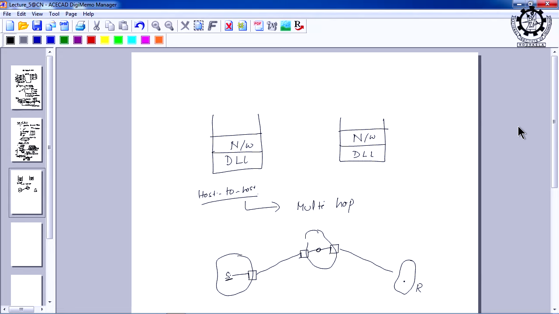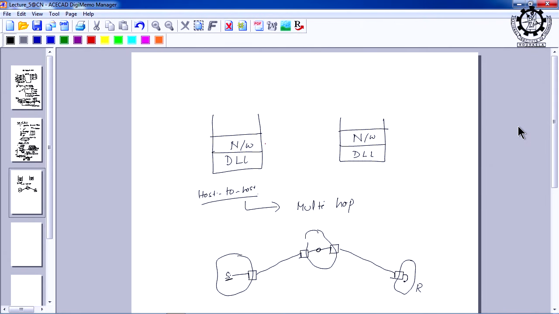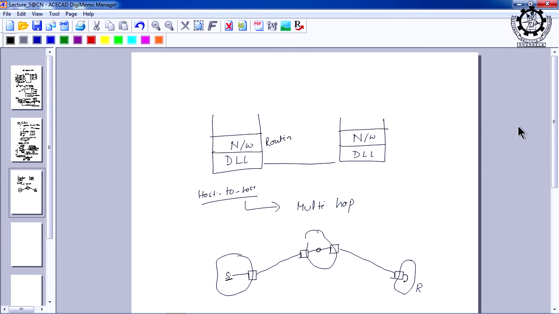Now again it comes to the gateway of this network, and finally it is received by the receiver. And how is this decided? By the job of routing in the network layer. So, when we talk about the network layer, it is about multi-hop communication. But coming to the DLL, this is nothing but single hop communication.